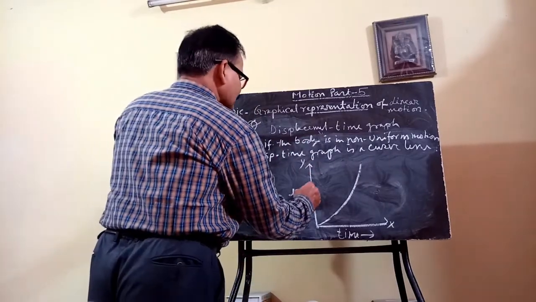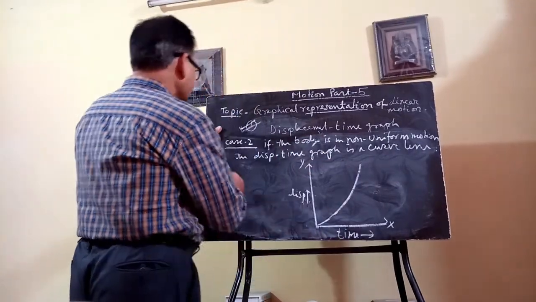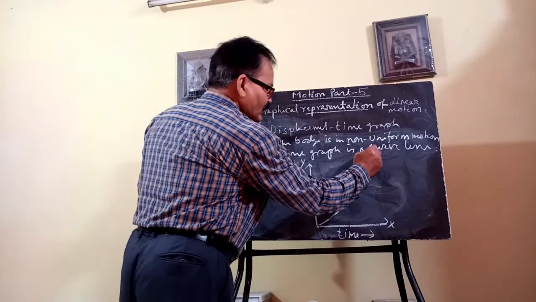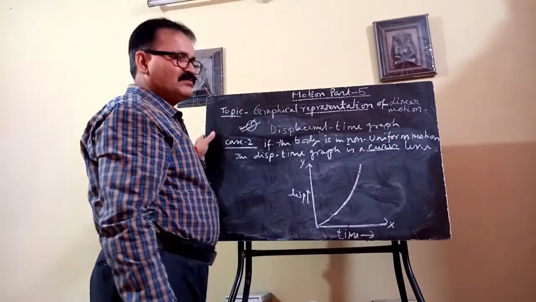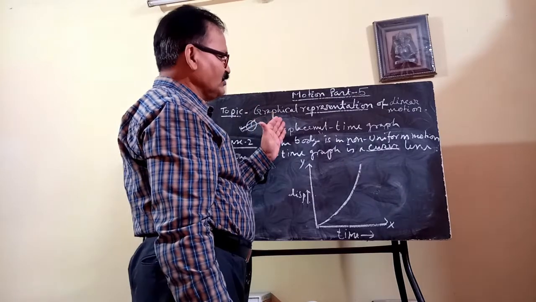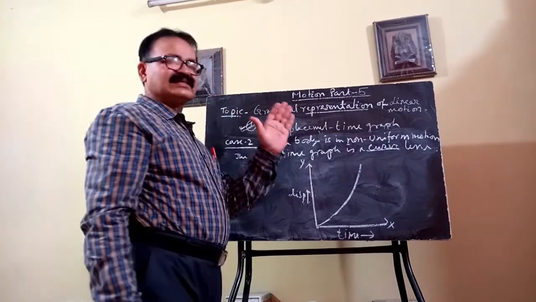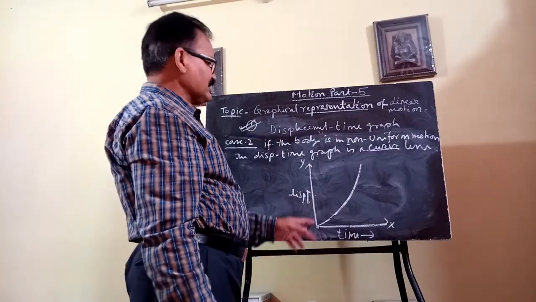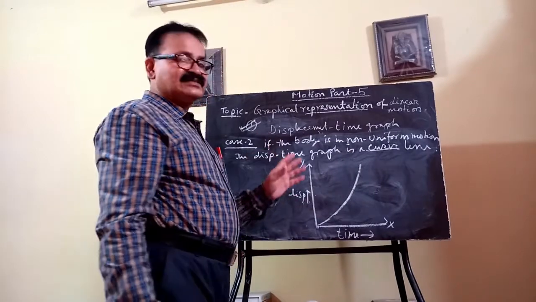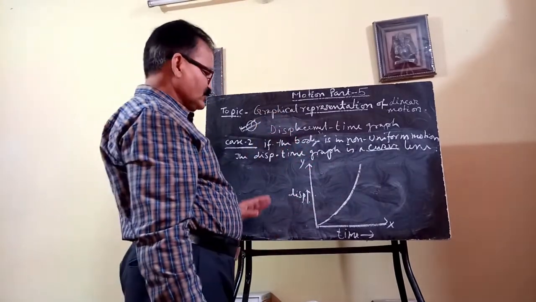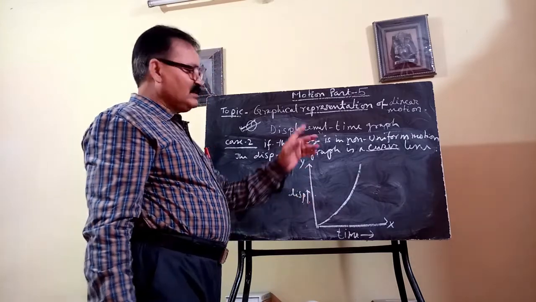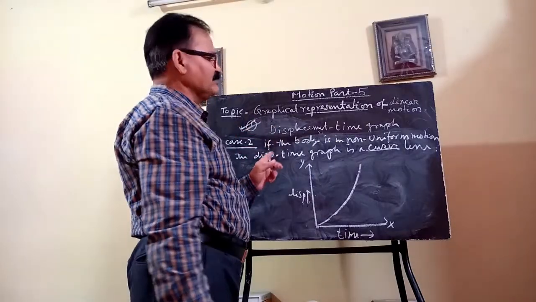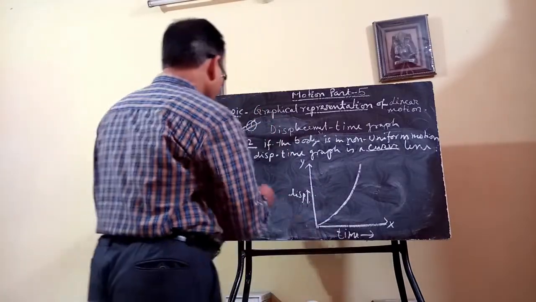Okay, here displacement is along the y-axis, it is a curved line. This will be the nature. For non-uniform motion, or the body which does not cover equal distance in equal intervals of time, the displacement time graph is a curved line, and in that case the speed is not uniform throughout its journey. So in that situation, if you want to find out the slope, that will give the instantaneous velocity.